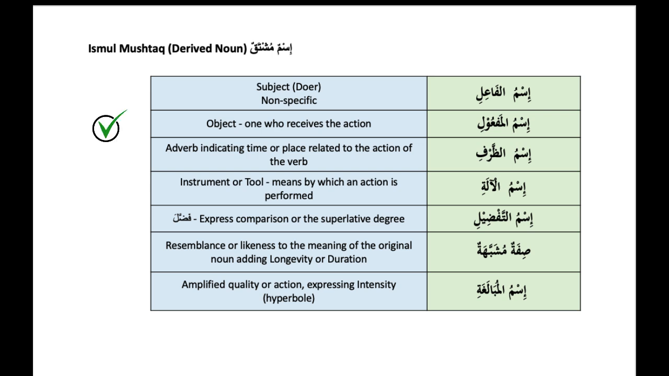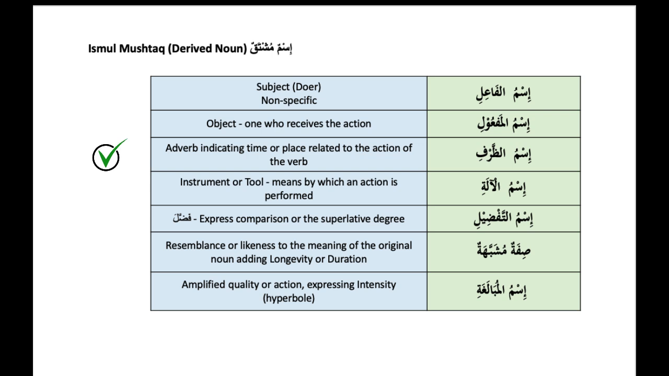Ismul Mafool, again, we are familiar with the word Mafool. Ismul Mafool, the object, which means one who receives the action, on whom the action is done. Here is an example. Qatala Dawudu Jaluta. Daud killed Jalut. Who did Daud kill? Jalut. So Jalut is Ismul Mafool. Daud is the Ismul Fa'il, the one who killed. And Jalut is the Ismul Mafool, the person who received the action. It means the person who was killed.